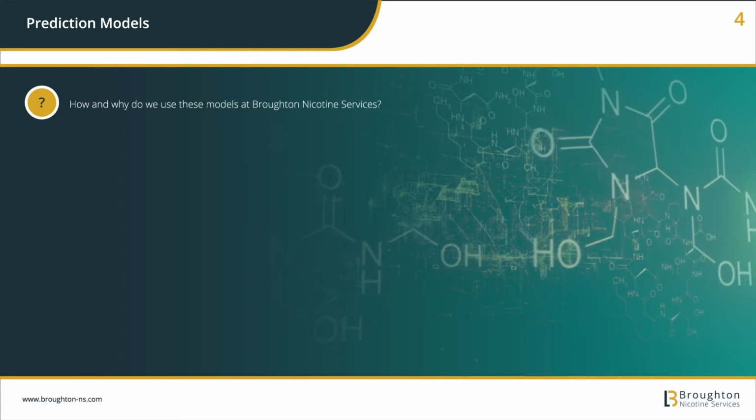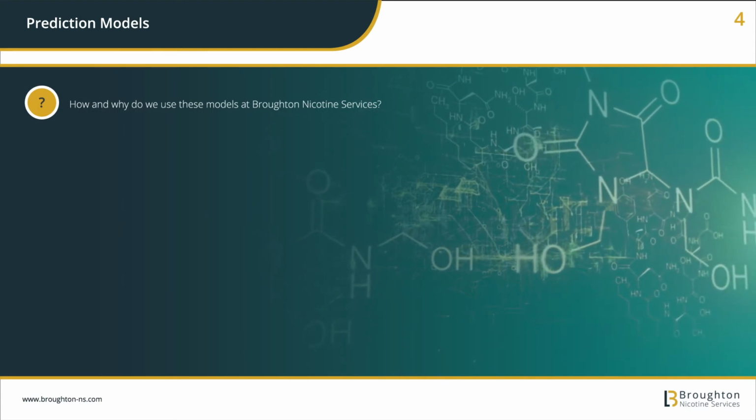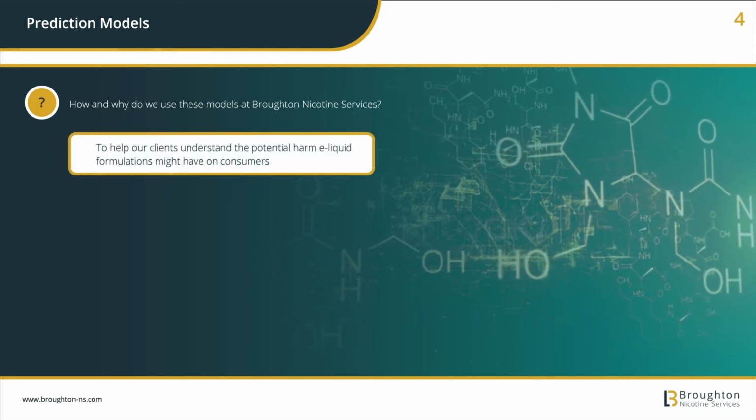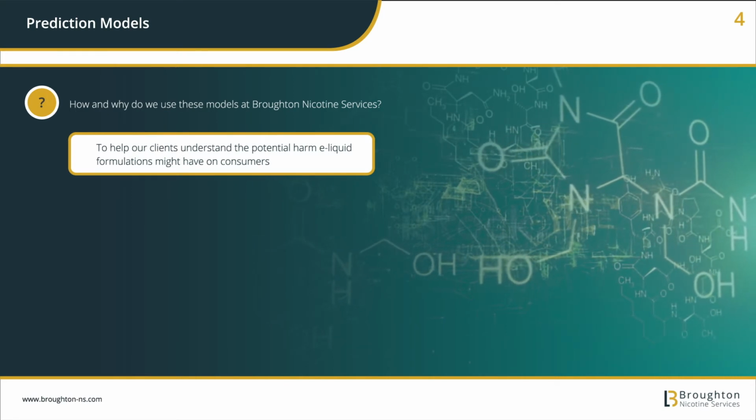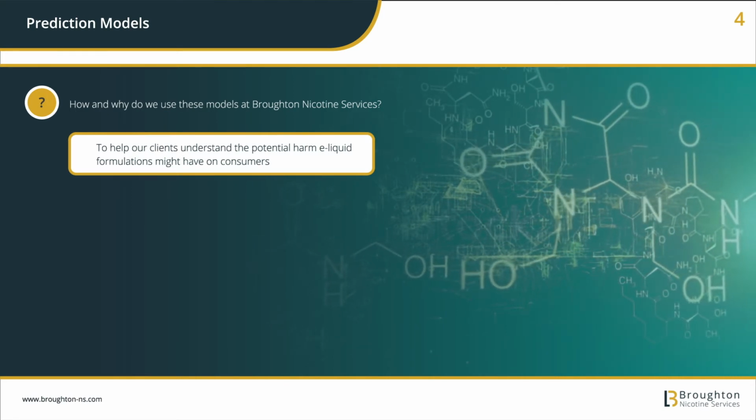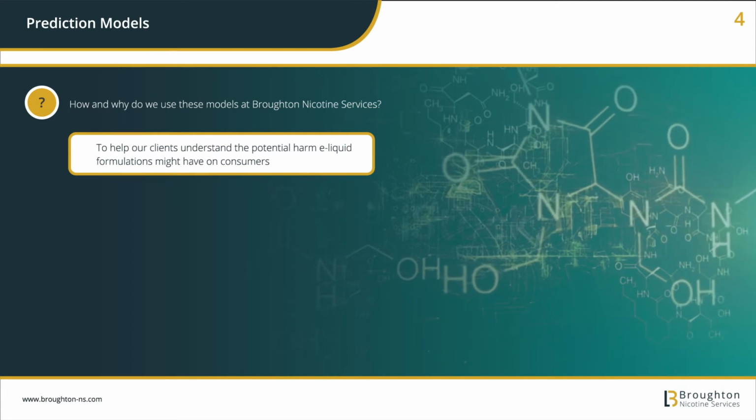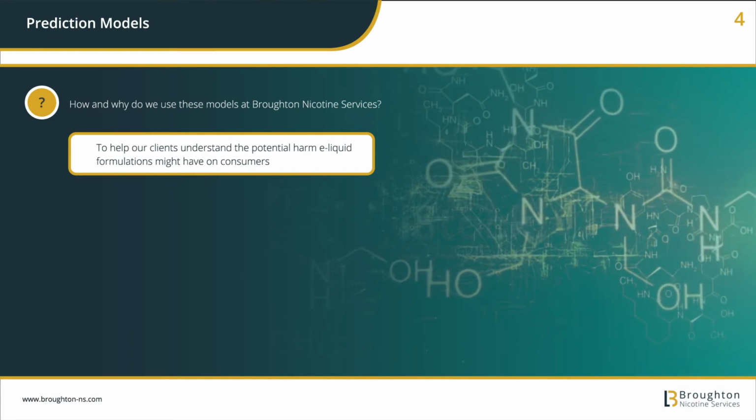How and why do we use these models at Broughton Nicotine Services? Here at Broughton Nicotine Services, we use these models to help our clients better understand the potential harm that e-liquid formulations might have on consumers and help them select safer products.